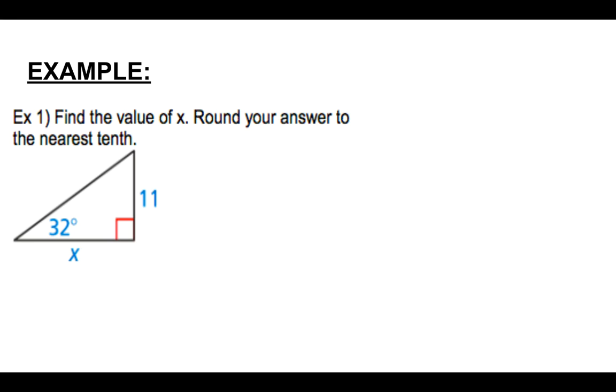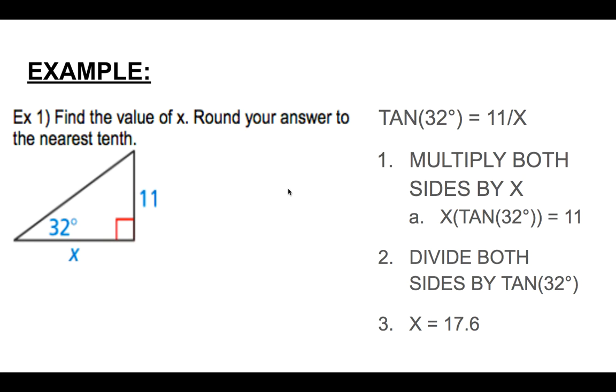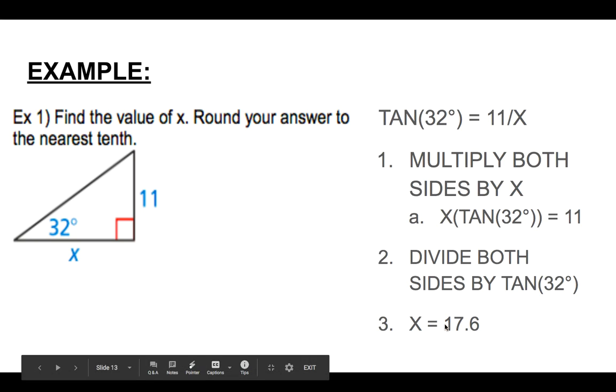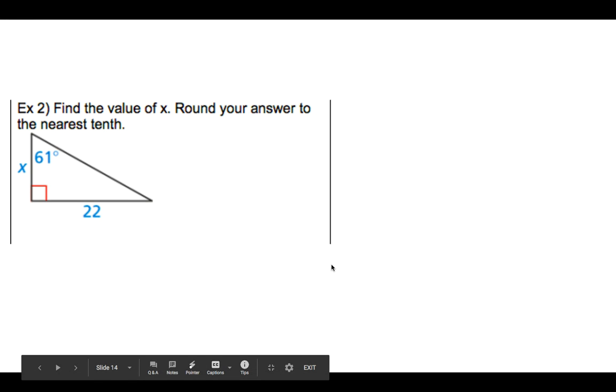Looking at this problem, I'm given my theta of 32 degrees. I know from this angle that this is my adjacent side and this is my opposite side. So I'm going to be using tangent. I set that up as tangent of 32 degrees, because that's my theta, is equal to opposite over adjacent. My opposite is 11, my adjacent is x. I multiply both sides by x because I want to get this x out of the denominator. And now I want to isolate x. So I need to divide both sides by the tangent of 32 degrees. And when I type it into my calculator, 11 divided by tangent of 32 degrees, I end up getting approximately 17.6.